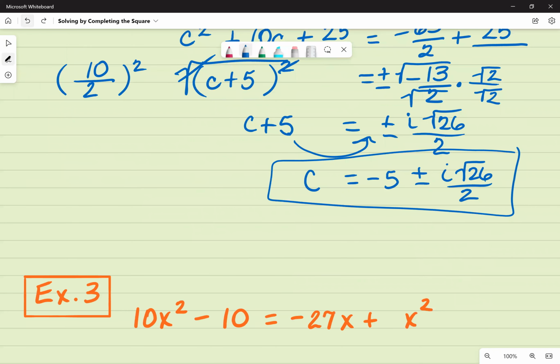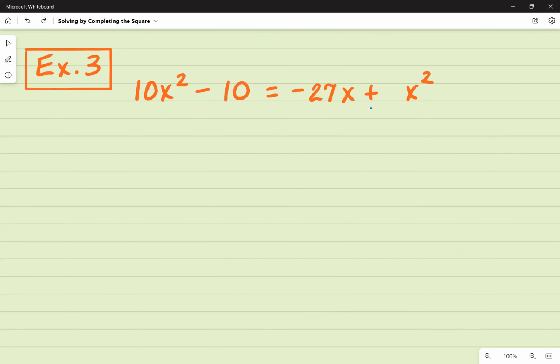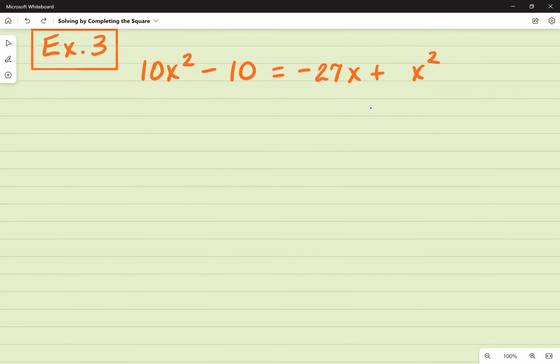And then the last example. It's not in standard form. The variables are not all on the same side. So let's go ahead and try to do that. We're going to move this x squared over, line it up, and we're going to move the 10 over. I'll come back and do the other one in a minute, since I don't have enough room.